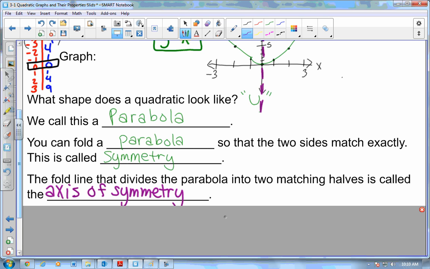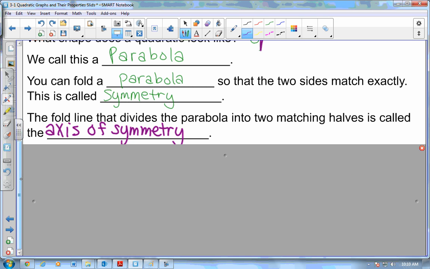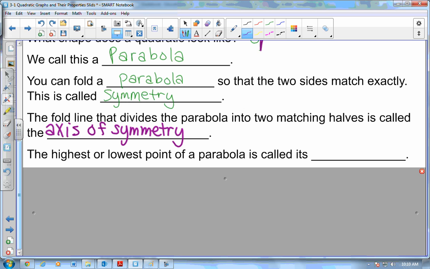There's another vocabulary word. I think this is our last vocabulary word for the day. The highest or lowest point. Since we have a U, there is a lowest point. Sometimes the U is flipped, and that would make it the parabola at the top would have a highest point. That's called the vertex. Have you heard the word vertex before?